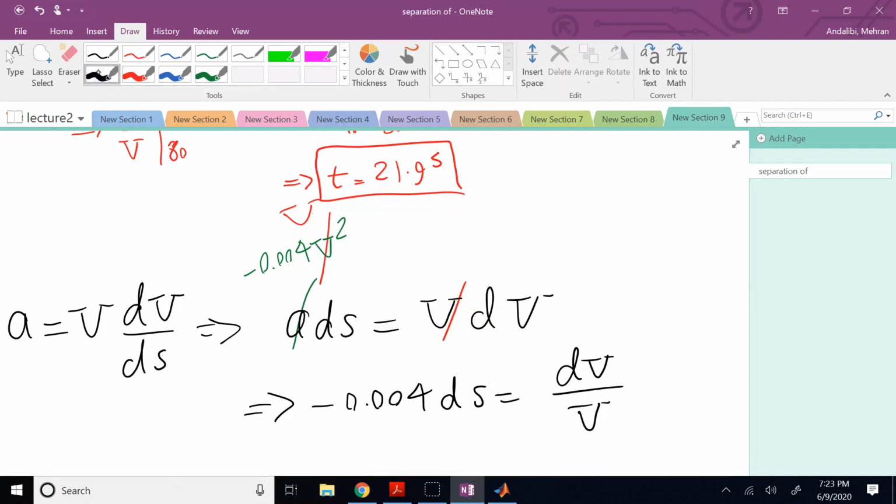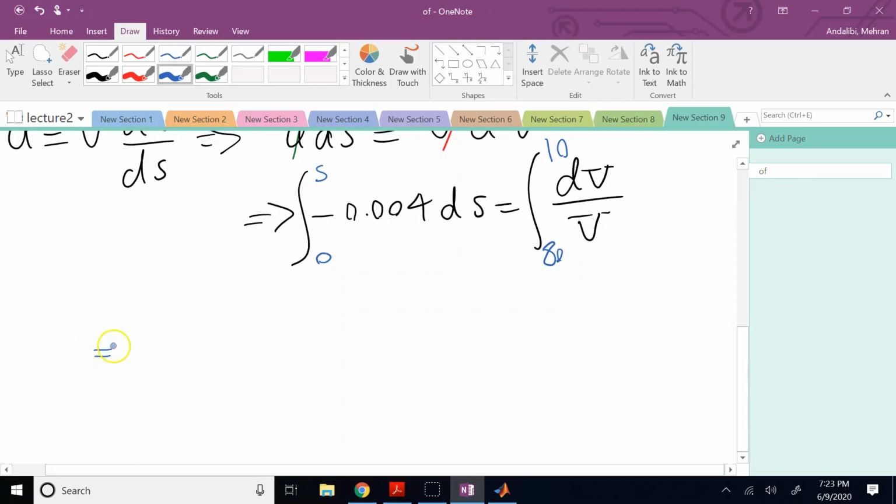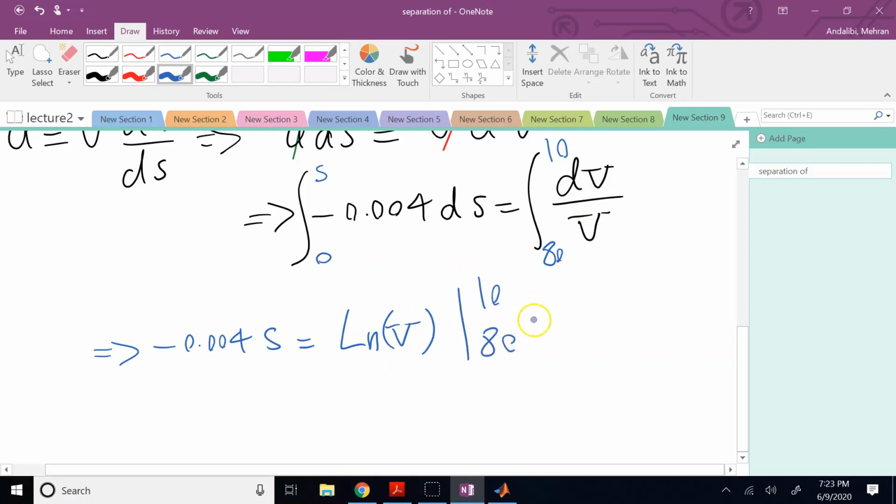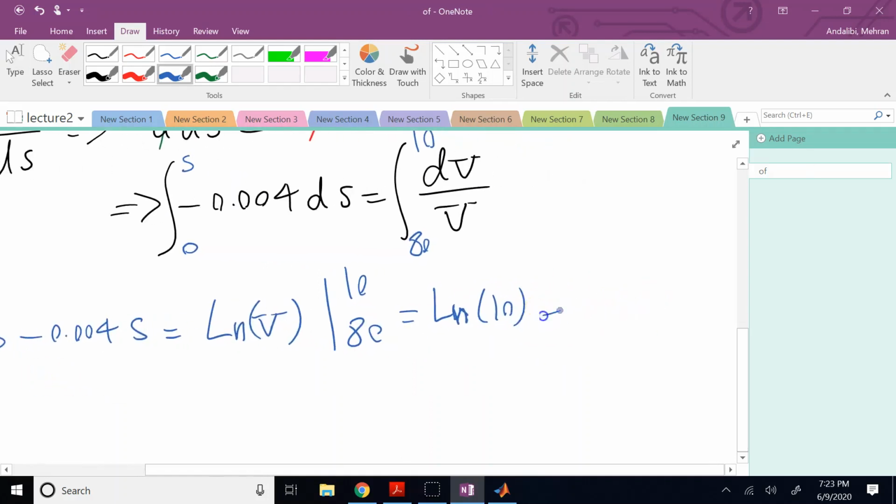And now all I need to do is to integrate both sides. This goes from initial velocity, magnitude velocity of 80 to 10. And this goes from initial position that I don't know to final position s or delta s. And now clearly this is going to be negative 0.004s. And this is the integral of 1 over v, which is the natural log of v calculated at 10 and 80. So it is going to be natural log of 10 minus natural log of 80.